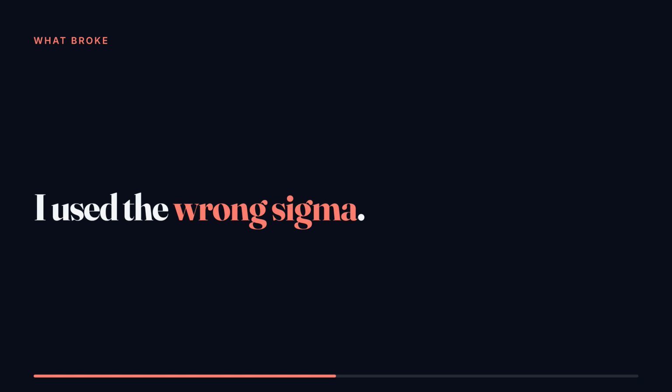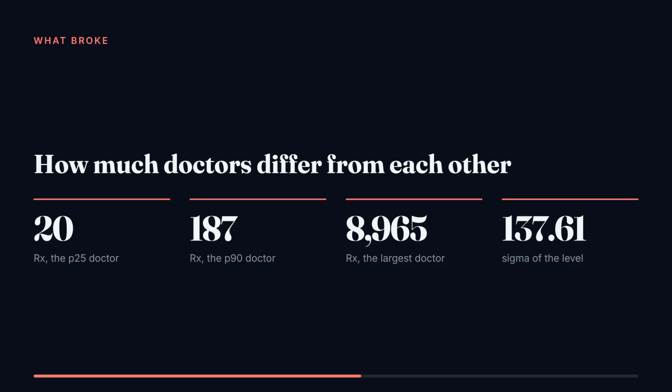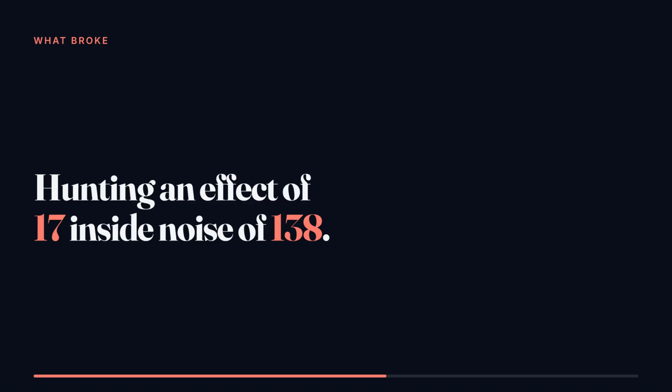My first version used the wrong sigma. I measured how much doctors differ from each other. That number is 137.61. The doctor at the 25th percentile writes 20 prescriptions. The 90th writes 187. The largest writes 8,965. So I was hunting an effect of 17 inside a population that naturally varies by 138. The formula said 1,384 doctors per arm at 17 prescriptions each and $900 a prescription. That is $21.2 million of revenue given up.